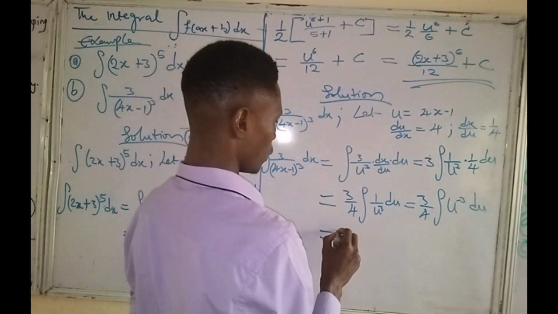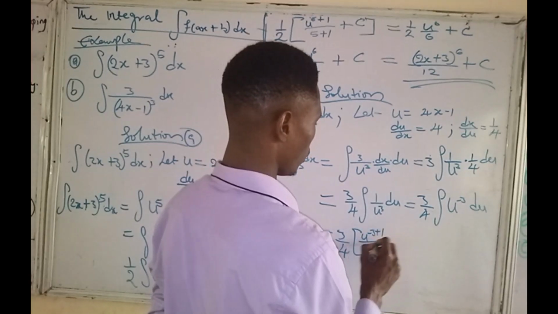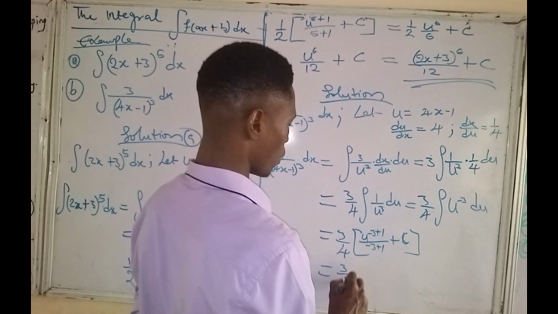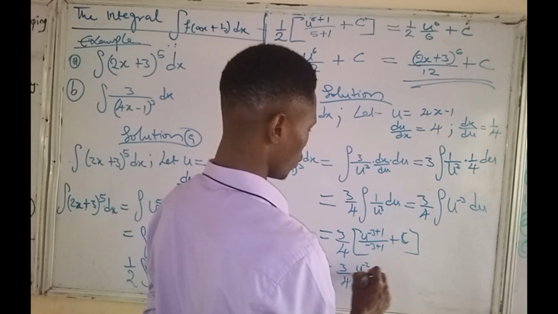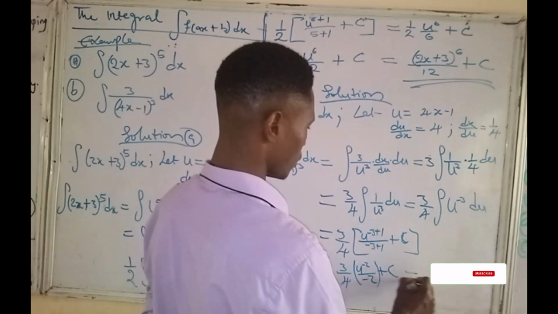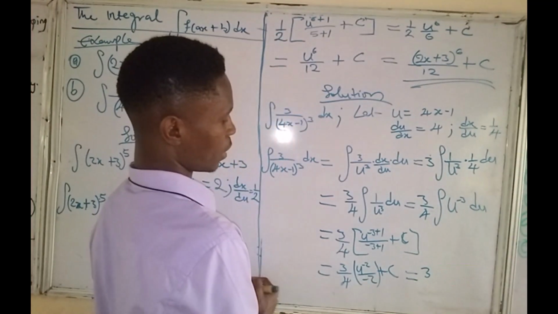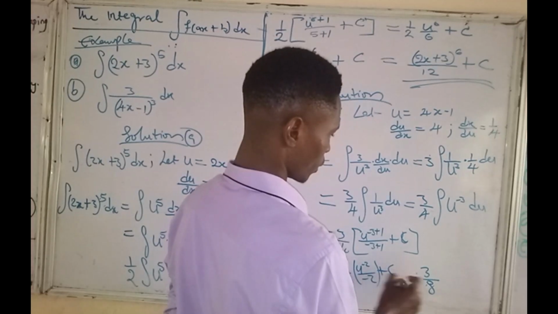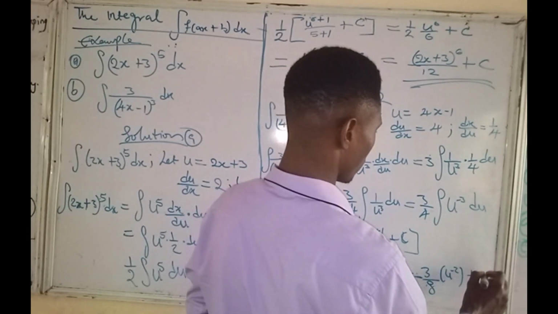Indices. So this becomes 3 over 4 into, if we are integrating this, we'll have u power minus 3 plus 1 all over minus 3 plus 1 plus c. So this should give us 3 over 4, this is u power minus 2 over minus 2 plus c. So if we expand this bracket, we take this one out, to multiply 4. So we are having 3 over 8, minus 3 over 8 into u power minus 2 plus c.